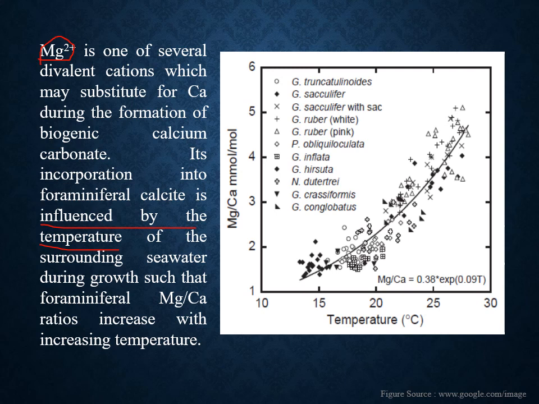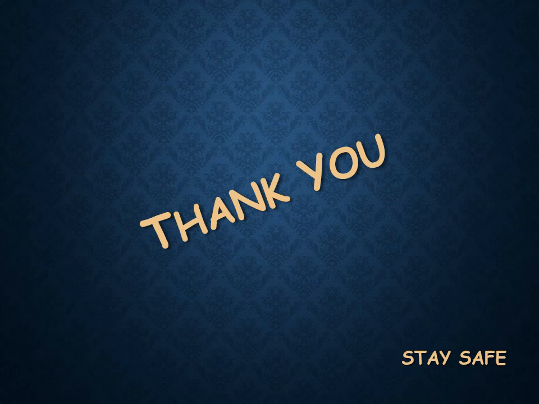You can see from this graph, at lower temperature the magnesium substitution is relatively low, that is, the ratio of magnesium to calcium in a foraminiferal test is relatively low at low temperature, whereas at high temperature, at around 30 degrees centigrade, the ratio of magnesium to calcium is relatively high. So you can see the substitution of calcium by the divalent cation magnesium will increase with increasing temperature. So that's all. That's a brief idea about the different proxies.